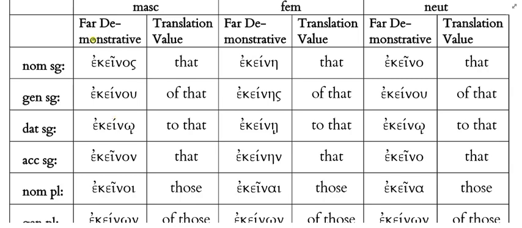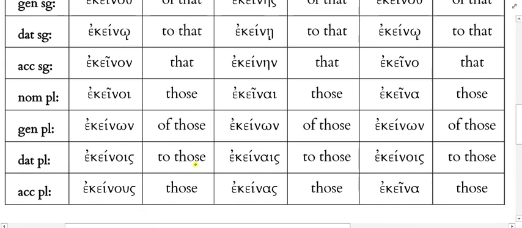First of all, we have the masculine forms for the far demonstrative, and they are, repeat after me, akenos, meaning that, akenu, of that, akeno, to that, akenon, that, plural forms, akenoi, those, akenon, of those, akenois, to those, akenus, those, functioning as something like a direct object.